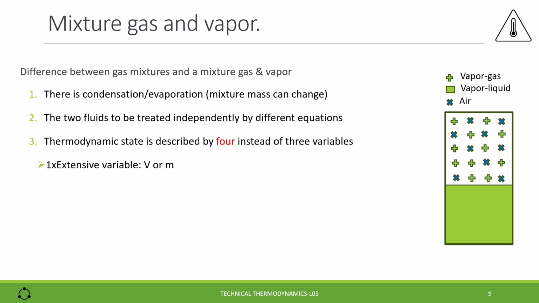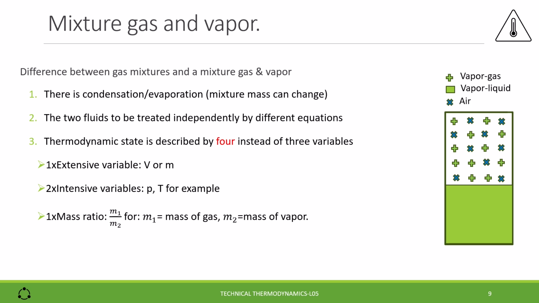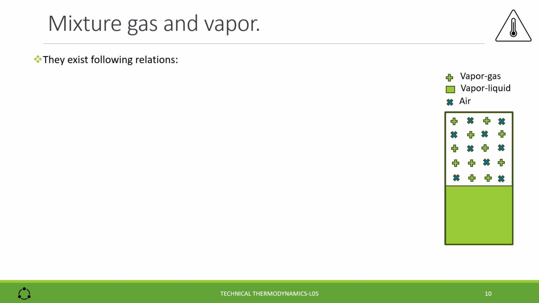There is one extensive variable needed, either the total volume or the total mass, then two intensive variables, for instance pressure and temperature, and one mass ratio, m1 over m2, where m1 is the mass of the gas and m2 the mass of vapor. They exist following relations.